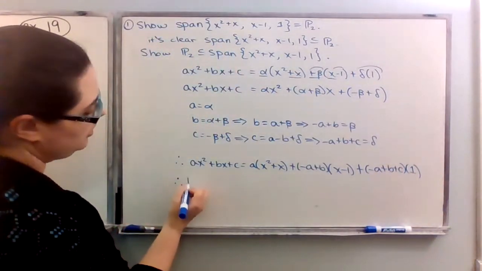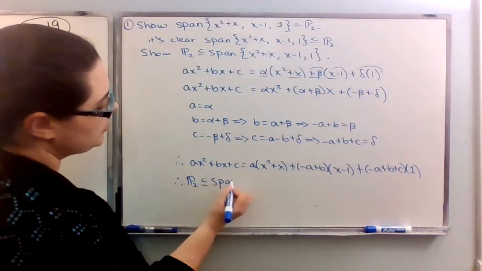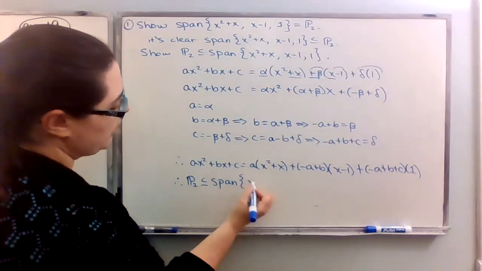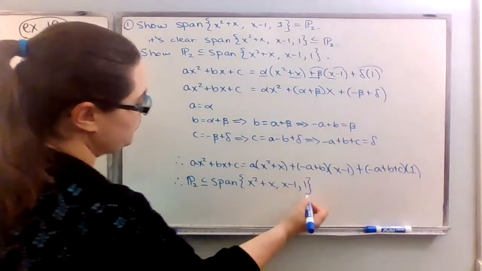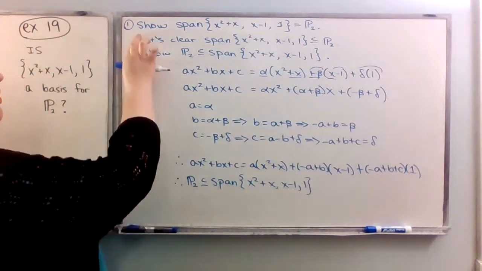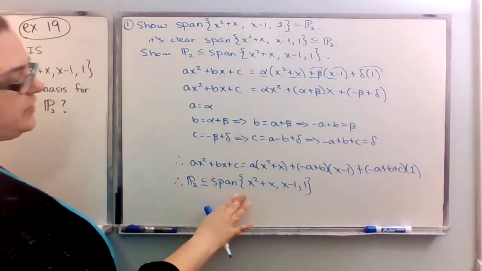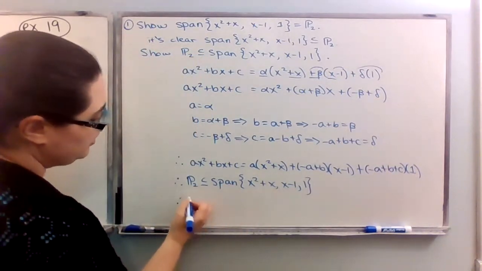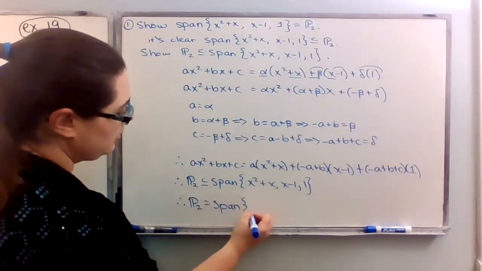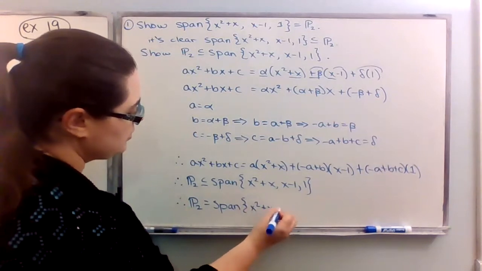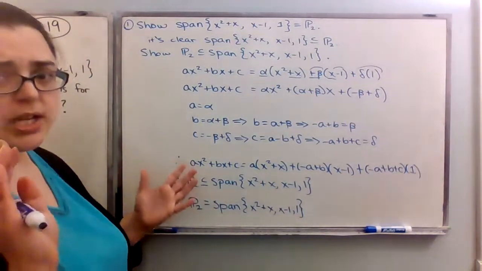Therefore, P sub 2 is a subset of the span of these vectors, since we can write any polynomial as a linear combination of them. It was pretty clear that we had containment in P2. Now we have P2 contained in the span. So therefore, P2 is equal to the span of this collection of vectors. Woohoo, we got the first part done.